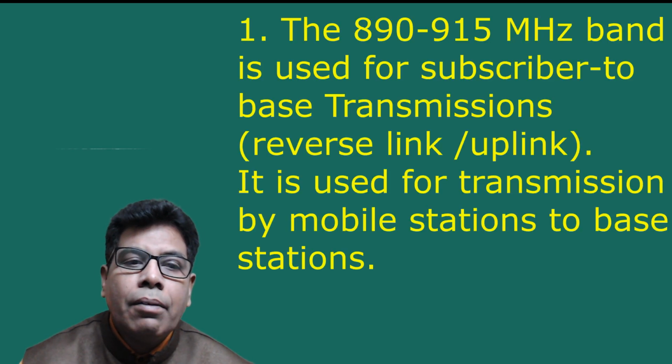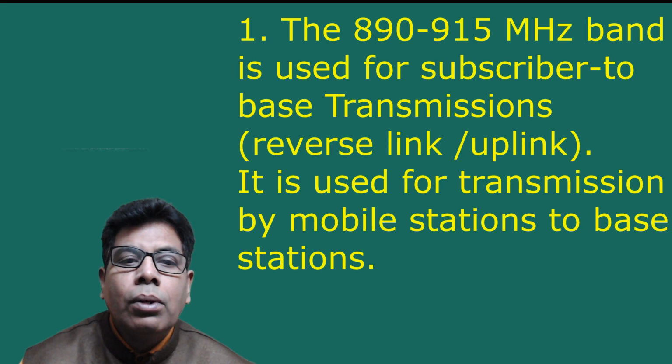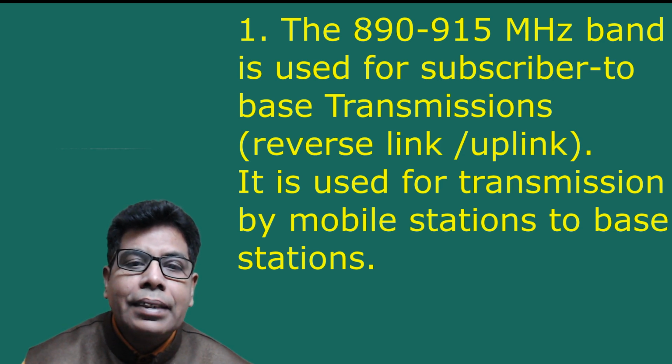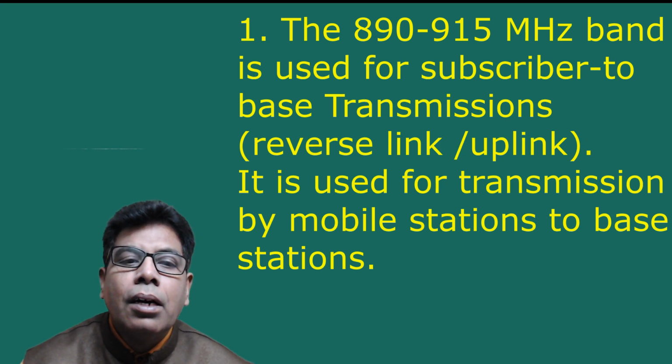Let us start. GSM utilizes two bands of 25 MHz which have been set aside for the system use in all member countries. The first band, that is 890 to 915 MHz, is used for subscriber to base transmission, that is reverse link, or it is also called the uplink. It is used for the transmission by mobile station to the base station.